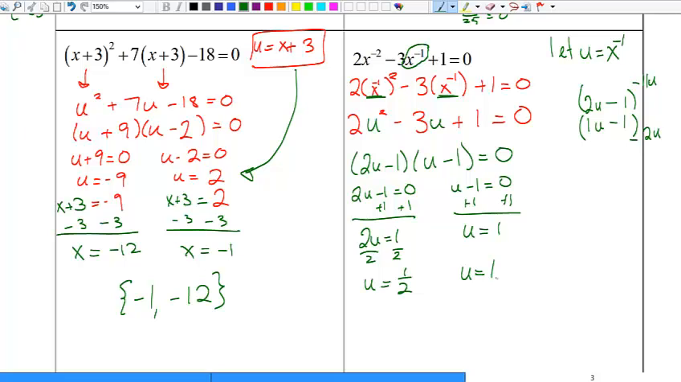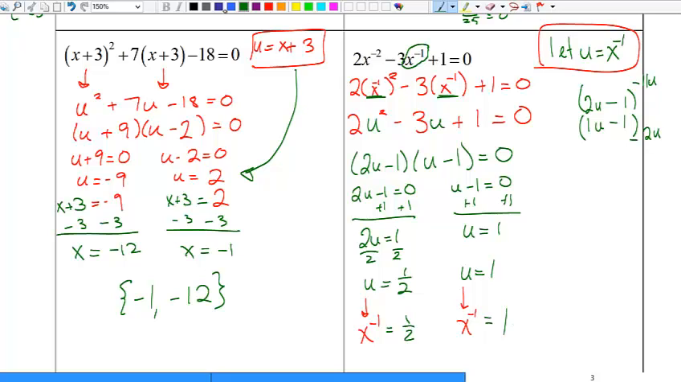Okay, am I done? No, I'm not done, and I'm not done because I've solved for u, I haven't solved for x. So I need to use my little translate up here in the corner and replace, every time I see a u, I'm going to replace it with x to the negative 1. And then I can solve the rest of my equation. X to the negative 1 equals 1/2. X to the negative 1 equals 1.